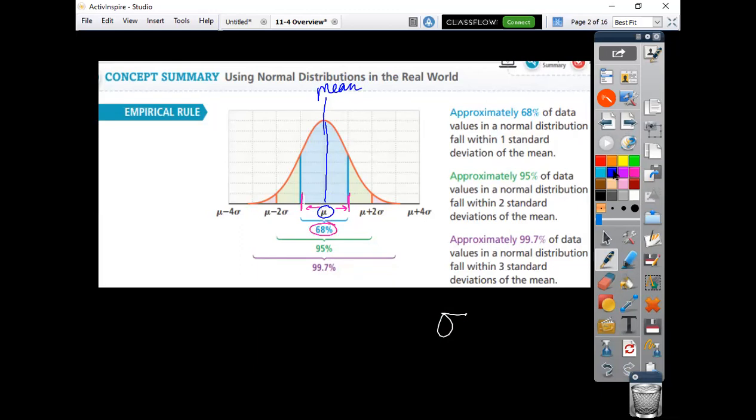If you go out 2 standard deviations on each side, so this is showing 2 standard deviations below, 2 above, this is going to have 95% of your data. If you go out 3, you see your 99.7%. And when you go out, you see 4 labeled on there. I believe that is the most that you go on each side to hit all 100%.